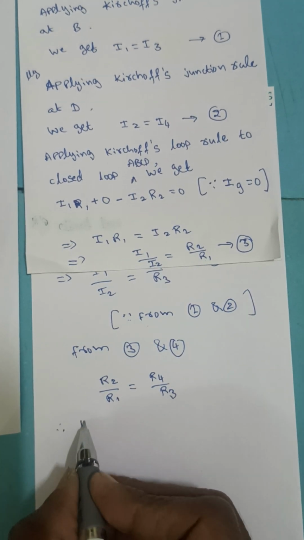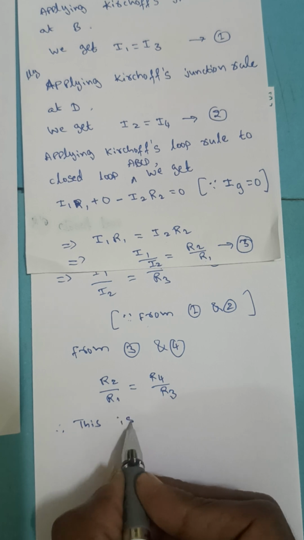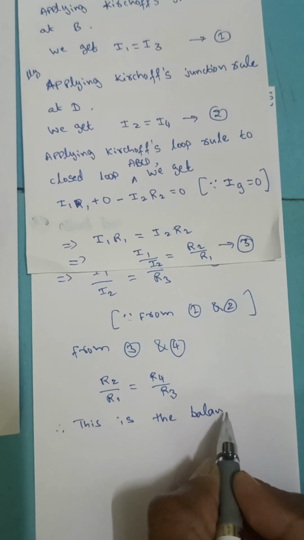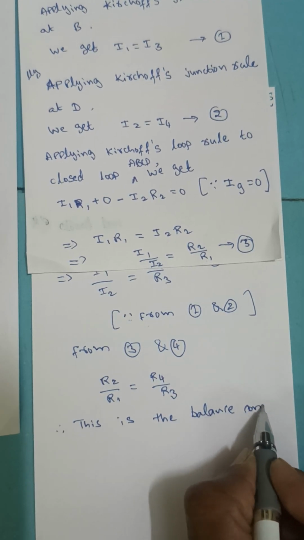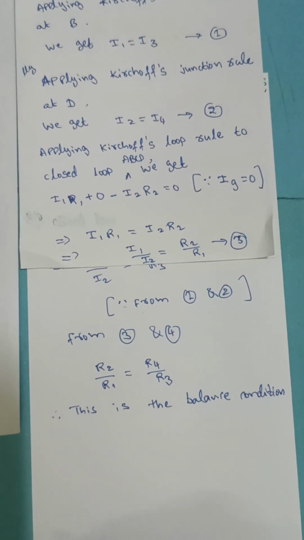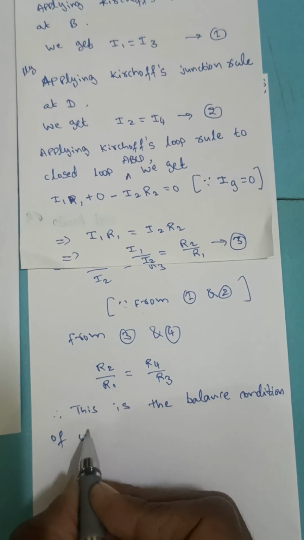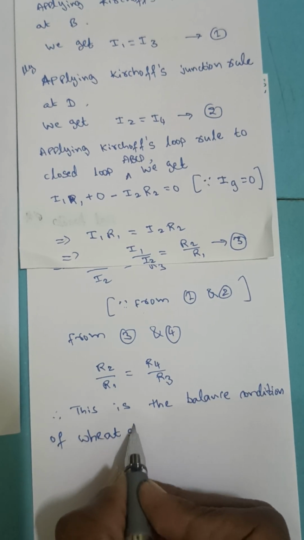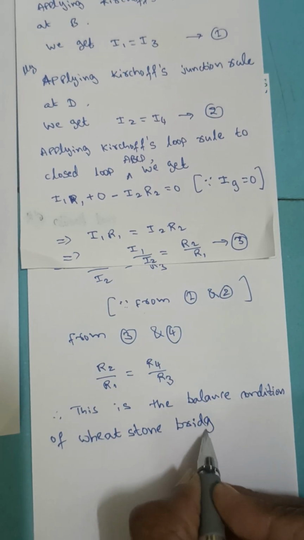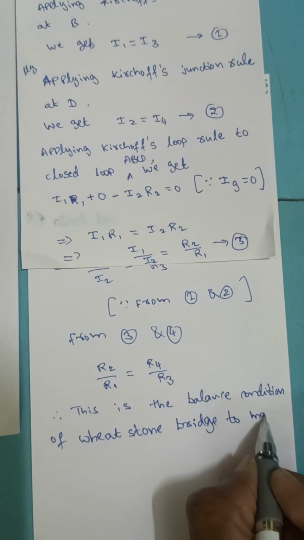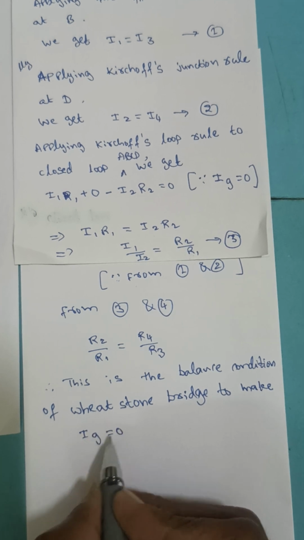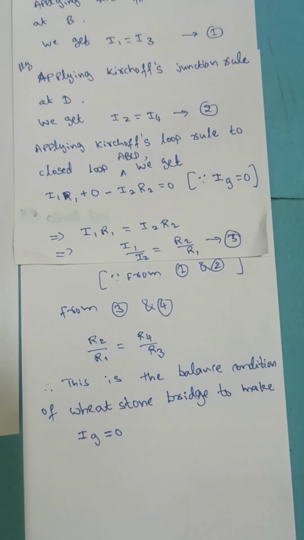Therefore, this is the balance condition of the Wheatstone bridge to make Ig is equal to 0.